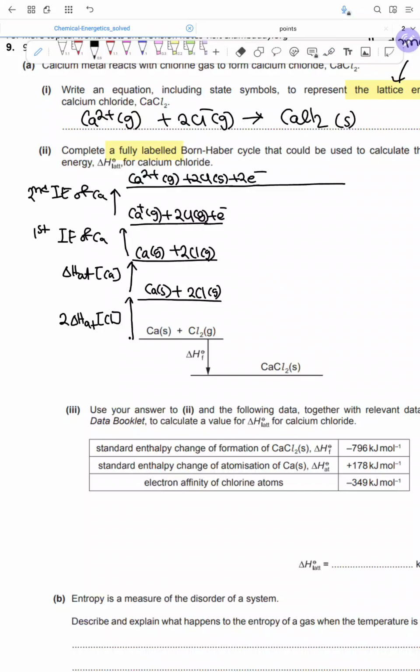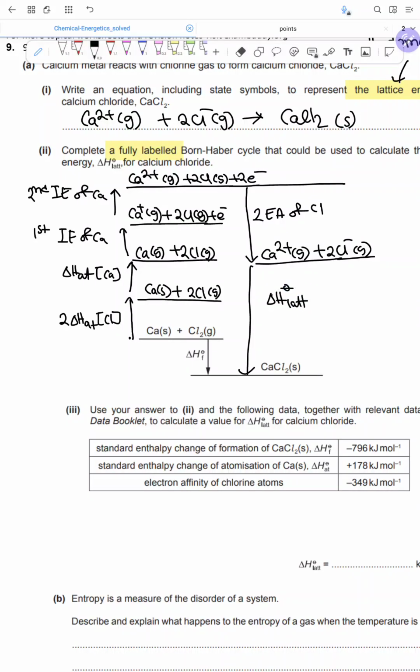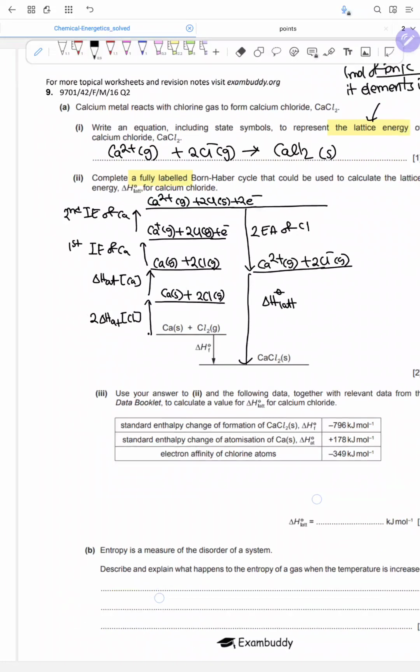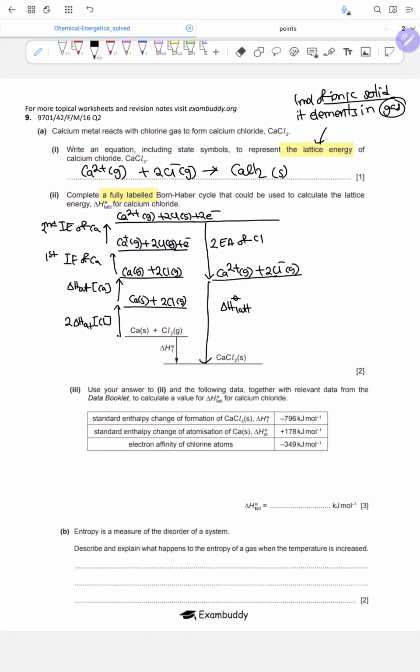Alright, now let's go back to the original answer. From here, we need to turn this chlorine to an ionic gas. We will write Ca2+ gas, and we have 2Cl- gas. We don't have the electrons now because the chlorines have taken the electrons. Alright, over here, it will be 2 times the first electron affinity of chlorine. And finally, we have our enthalpy change of lattice formation. Alright, we've done our Born-Haber cycle.